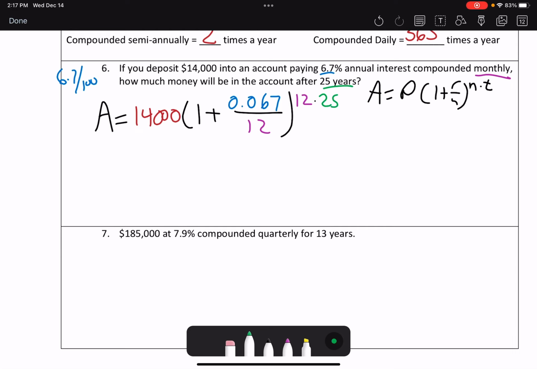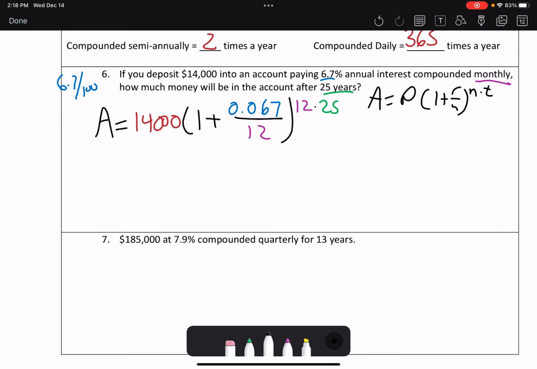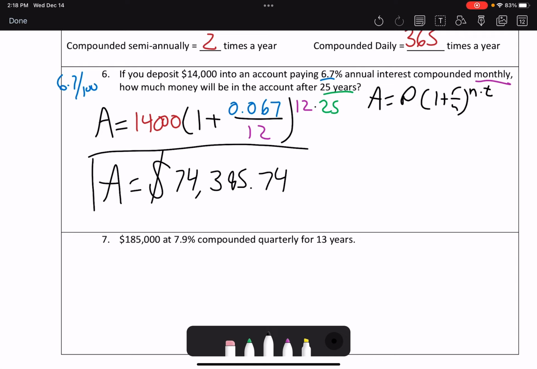And we're going to plug this into the calculator the same exact way. So I've got 14,000 multiplied by 1 plus the fraction of 0.067 divided by 12. I'm going to raise that to the power of 12 times 25. That means after 25 years, your account will have a balance of $74,395. And my decimals here are 0.735, so I'm going to round this to 0.74, or 74 cents.